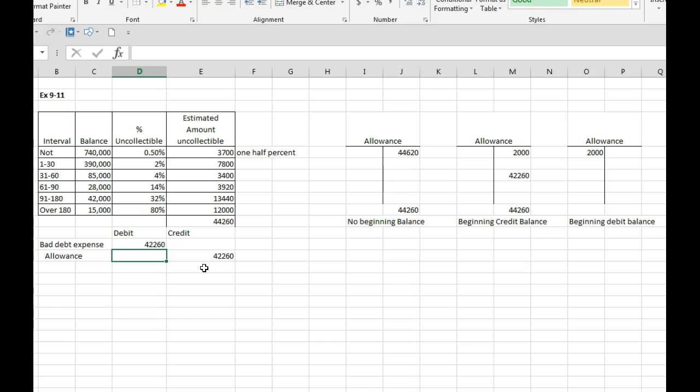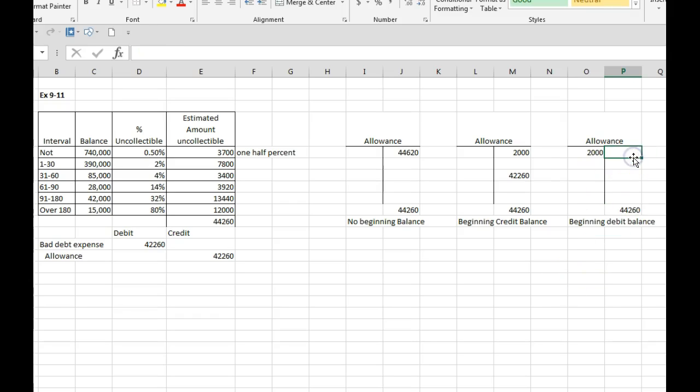Okay, now we're good. So you can see if I start with a balance here, then my adjusting entry for the bad debts has to be added to that to make that 44,260. So now there's one more scenario. Let's come down here. I have a beginning debit balance in the allowance account. And I still want this to be 44,260.